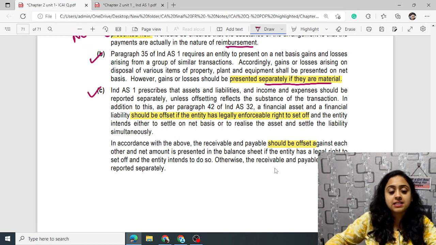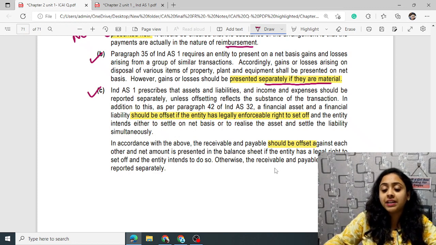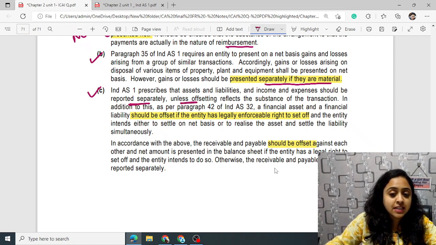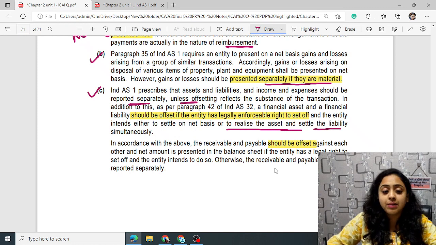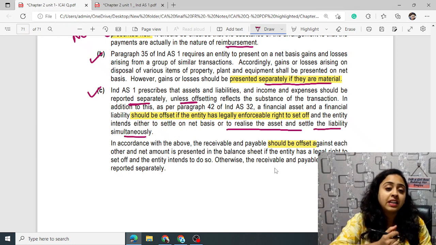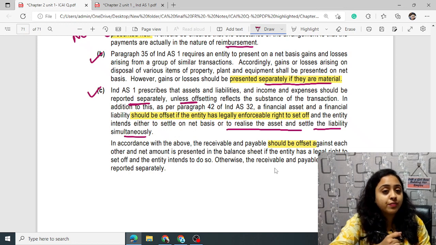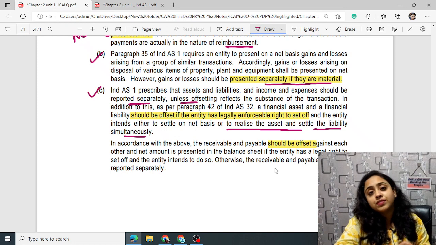See, read the answer, the last answer. Ind AS 1 prescribes that assets and liabilities and income and expenses should be reported separately unless offsetting reflects the substance of the transaction. In addition to this, as per paragraph 42 of Ind AS 32, a financial asset and a financial liability should be offset if the entity has a legally enforceable right to set off and the entity intends either to settle on a net basis or to realize the asset and settle the liability simultaneously. If they have a legally enforceable right to set off, and second, if they have the intention to set off this asset and liability net, then only it should be offset, otherwise not.